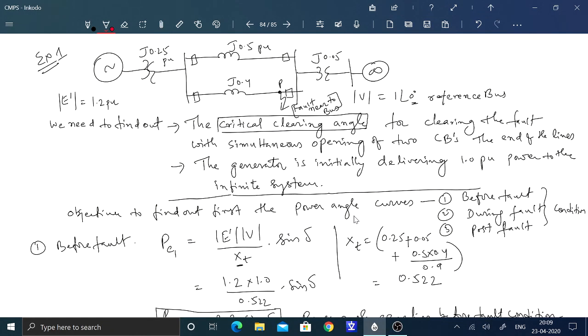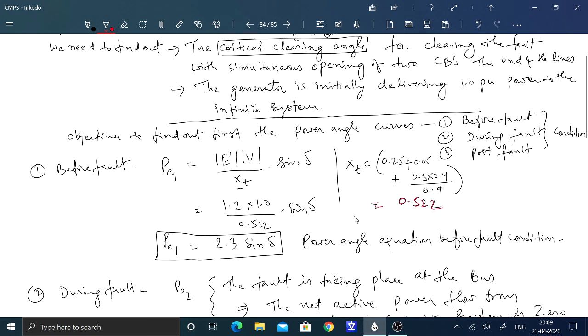Okay, so xt comes to 0.522. Now, PE1 is equal to E prime 1.2 into V is equal to 1 divided by xt, which is 0.522, into sine delta. So the pre-fault, or before fault, power angle equation is PE1 is equal to 2.3 sine delta. So this is the power angle equation before the fault condition.